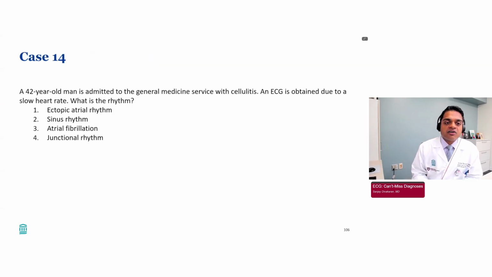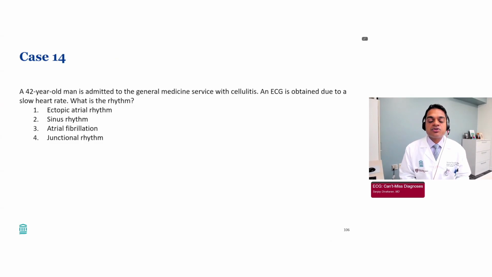Okay, so case 14. A 42-year-old man is admitted to the general medicine service with cellulitis. An ECG is obtained due to a slow heart rate. What is the rhythm? One, ectopic atrial rhythm. Two, sinus rhythm. Three, atrial fibrillation. Or four, junctional rhythm.